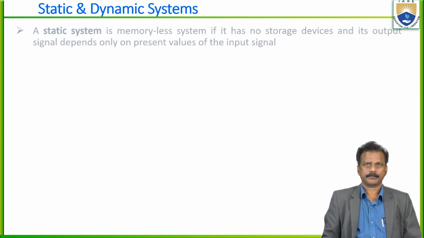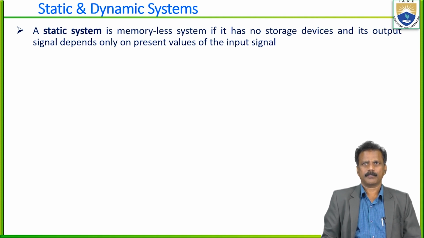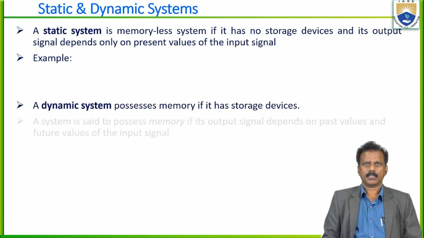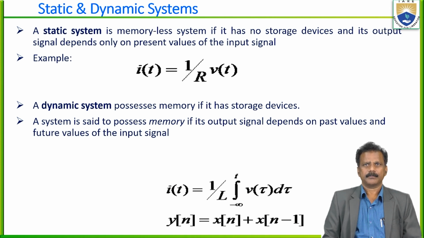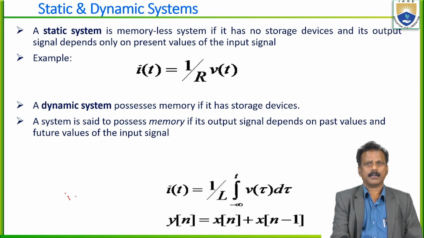Next, static and dynamic systems. A static system is a memoryless system if it has no storage device and its output signal depends only on the present value of the input signal. Example: i of t is equal to 1 by r into v of t. Coming to this, a dynamic system possesses memory if it has a storage device. The system is said to possess memory if its output signal depends on past values and future values of the input signal. Using this, for the static system we can consider i of t is equal to 1 by r into v of t.